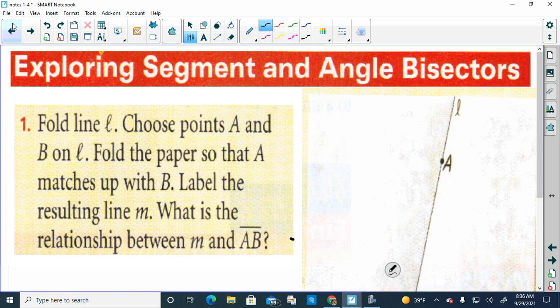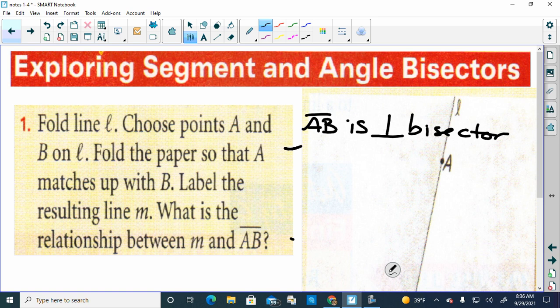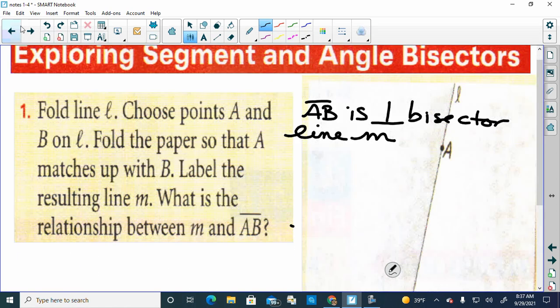Okay, so we are going to write segment AB, and let's just abbreviate. Let's go perpendicular bisector. Line E is a perpendicular bisector with line M. So it splits it in half and forms a 90 degree angle. Okay, we're good? Okay, now we're going to activity 4, which is actually on activity 3 for some reason.